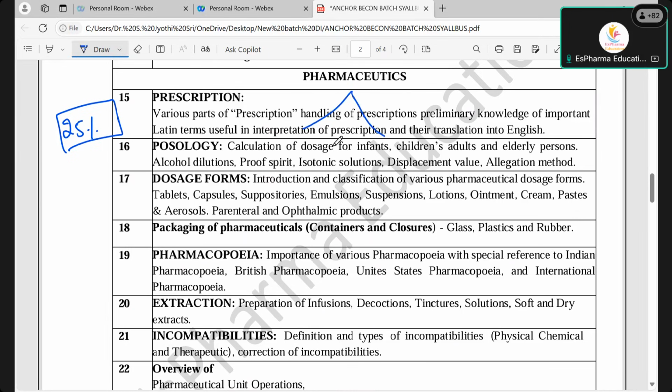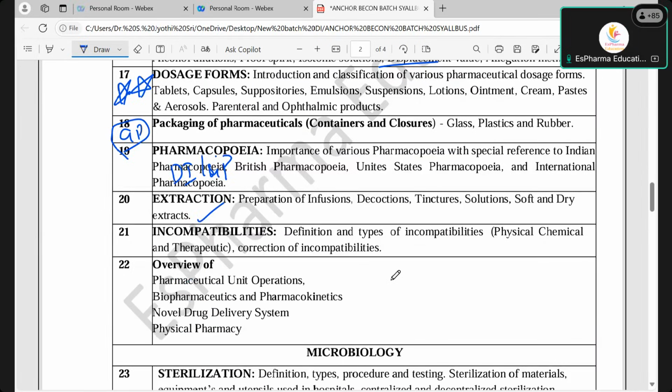Now when you're dividing this into state and central, for all the state and central examinations, the pharmaceutics subjects are the same. Mostly prescription and posology are the same, and dosage form is very important, but here they are mentioning the specific dosage forms. Packaging of pharmaceuticals is not that important from the drug inspector point of view, but it is important from the government pharmacist point of view. Pharmacopoeia is important for both DI as well as government pharmacist. Extraction is important for both. Incompatibility is important for both. And coming to the overview of all these subjects, these subjects are not given in drug inspector.